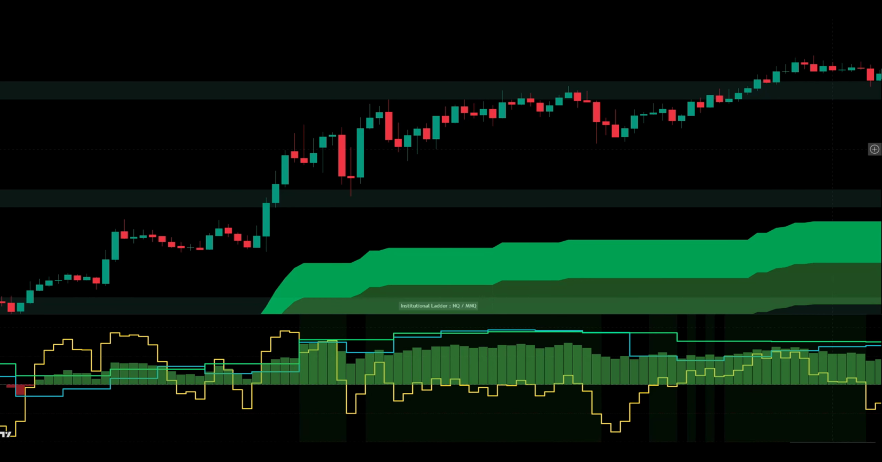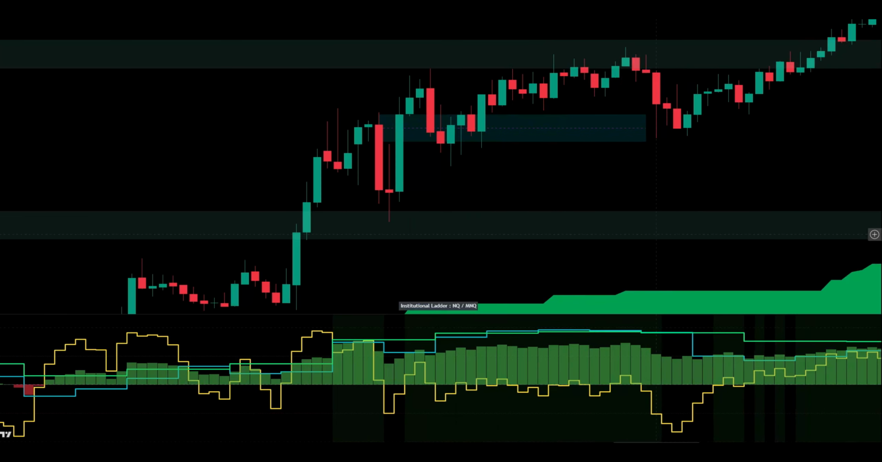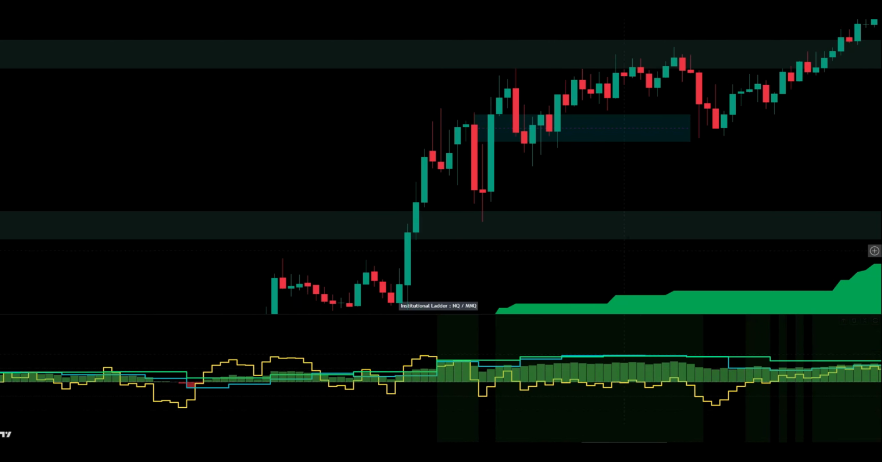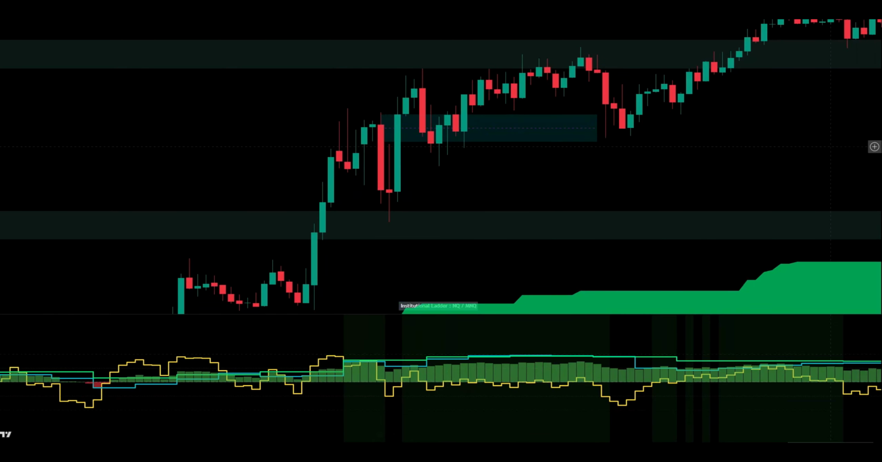What are we looking for? An imbalance. ICT traders call this a fair value gap. The rest of the world calls it an imbalance. It's right here on your 5-minute chart. This all confirms you have these blue and green lines above the zero. This is green on the histogram. You're above everything. You got your retracement. Finally, you got your imbalance.